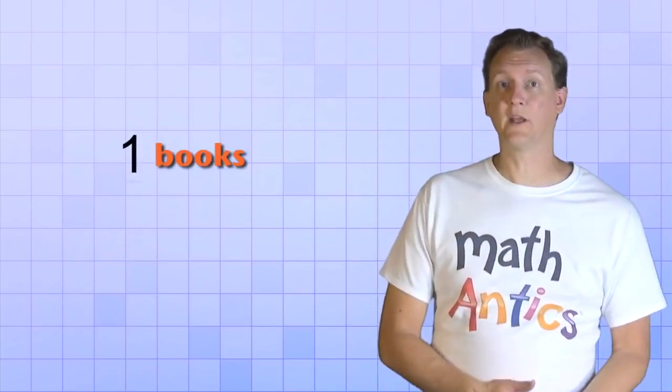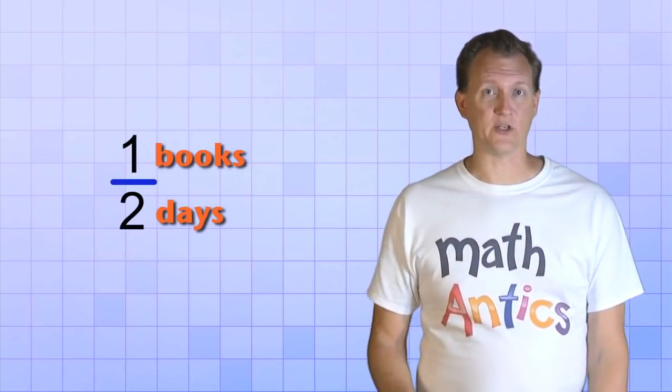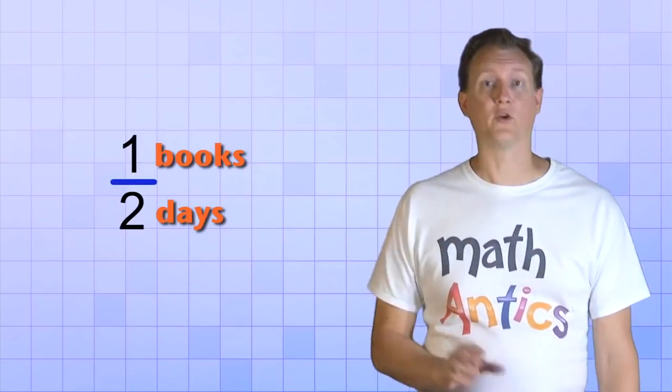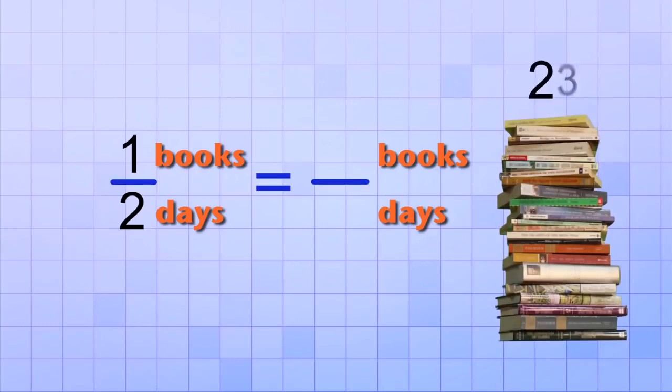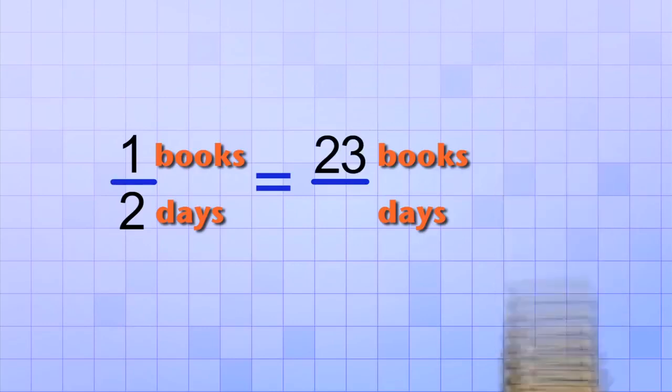Well, let's start with what we do know. We know that they can read 1 book in 2 days, so let's take that ratio and set up an equivalent ratio for 23 books. The key in setting up that equivalent ratio is to make sure that the units are the same as the first ratio, books on the top and days on the bottom. We know that the number of books that they want to read is 23, so that goes on top. But the number of days it will take is unknown. So instead of putting a number there, we're going to put the letter n in there temporarily to stand for the number that we don't know.